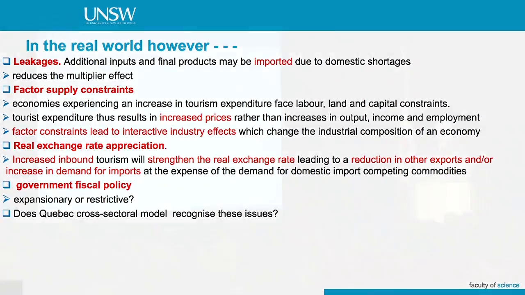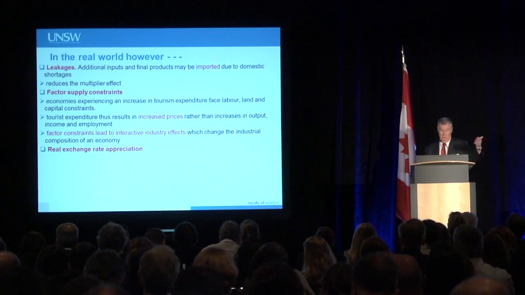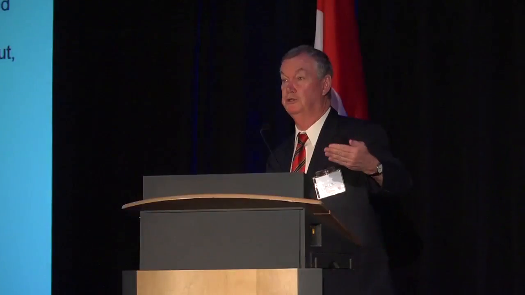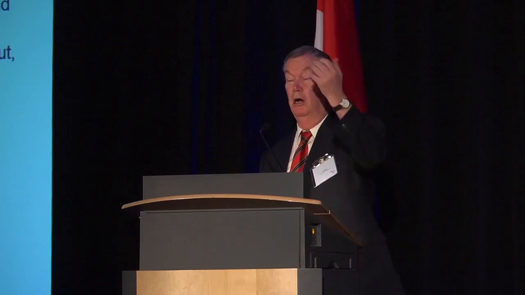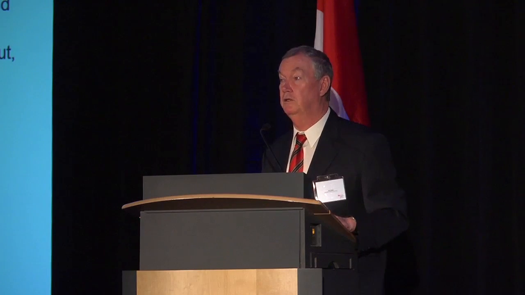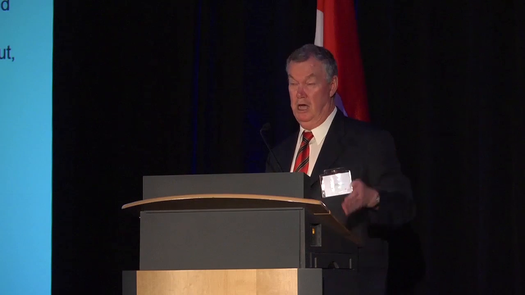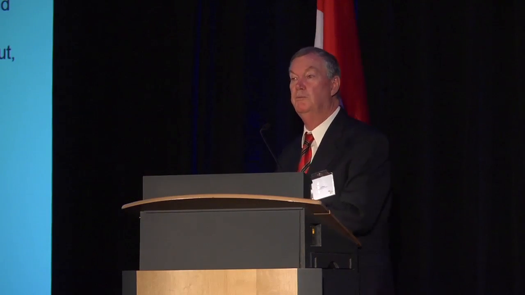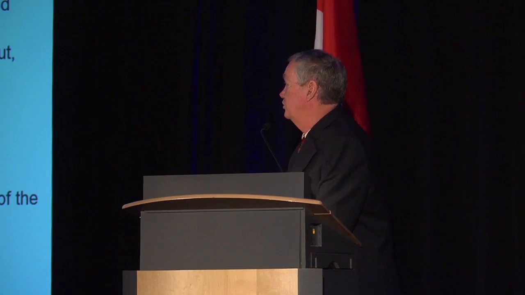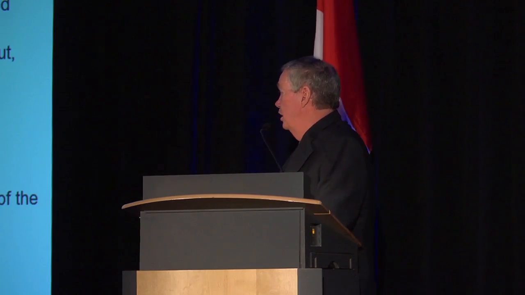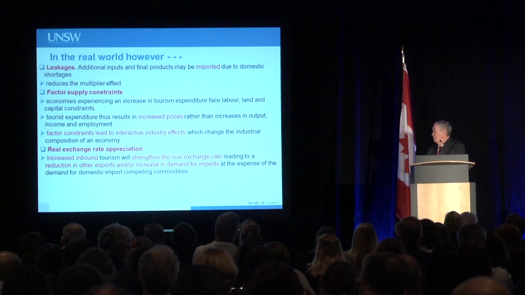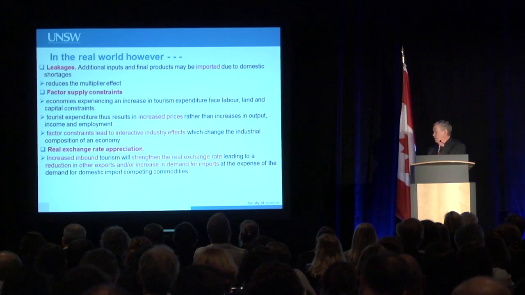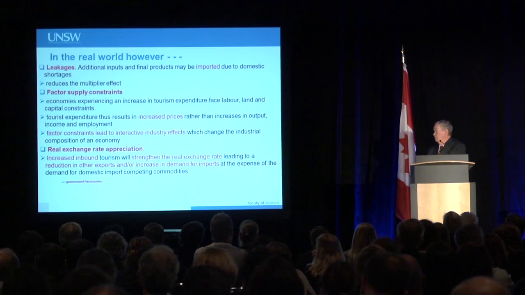There can be a real exchange rate appreciation, especially with economies with flexible exchange rates and so on. If you have a shock to tourism, a positive shock, there is therefore an increased demand for the currency. That has some upward pressure on the exchange rate. And what do you think's affected? Standard exports and import competing industries are therefore impacted upon. Increased inbound tourism strengthens the exchange rate, leading to a reduction in other exports and/or an increase in imports at the expense of the demand for domestic import competing commodities.